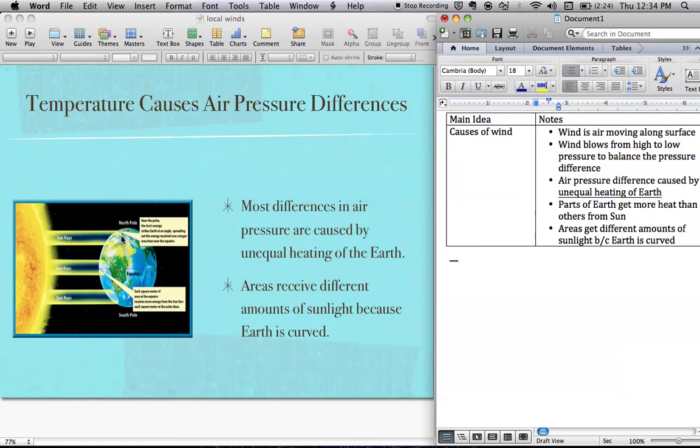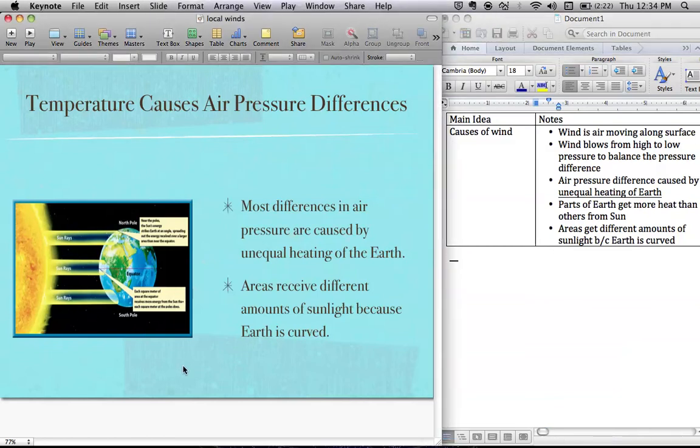And this temperature difference is going to cause an air pressure difference. We know that when the temperature goes up, the air pressure goes down. And so higher temperature areas are generally going to have a lower pressure. Colder areas are going to have higher air pressure, and the winds are going to want to balance.